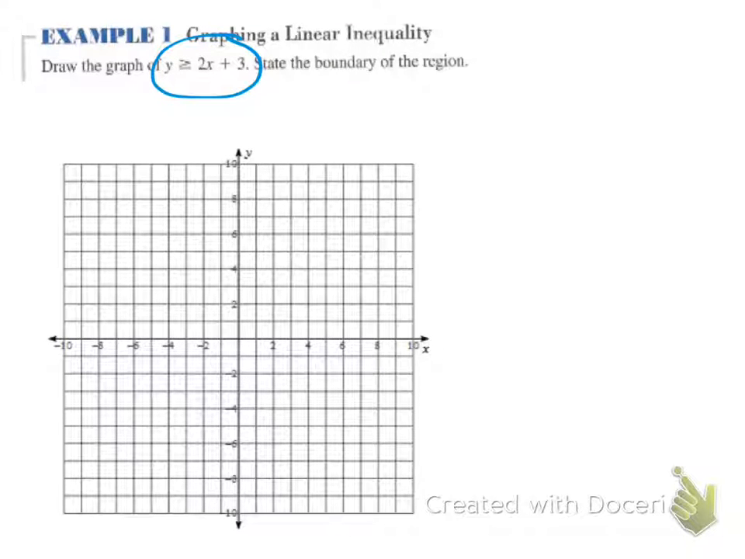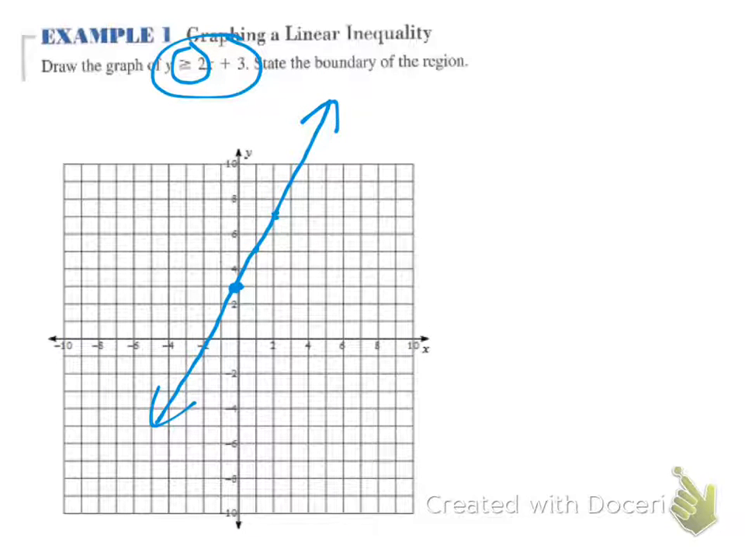They want us to draw the graph of y greater than or equal to 2x plus 3. So your y-intercept is 3, your slope is 2. So up 2 over 1, up 2 over 1. Now, it's a solid line because it's or equal to. That's about as straight of a line as I can draw, kids.